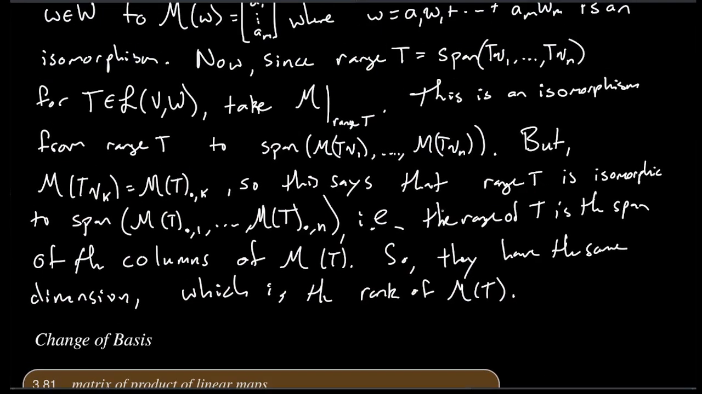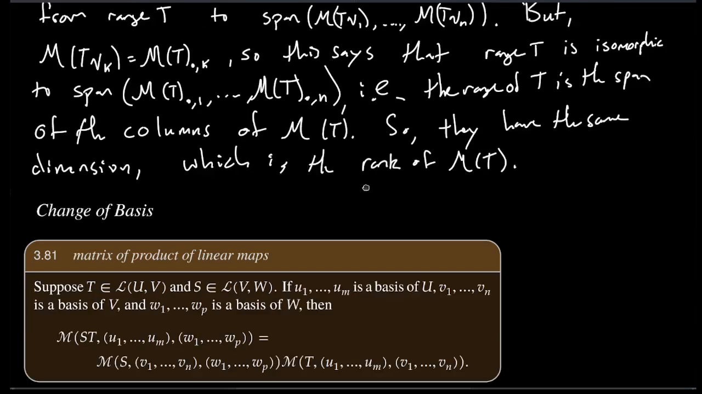Oh, okay. So we can rewrite this span right here as this one down here. That is a span of columns. But the dimension of the span of columns is the rank. And we're done. Cool. All right.